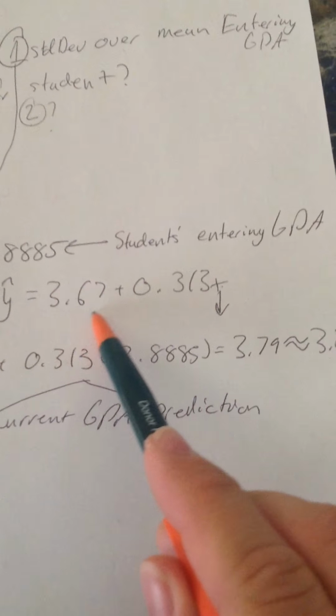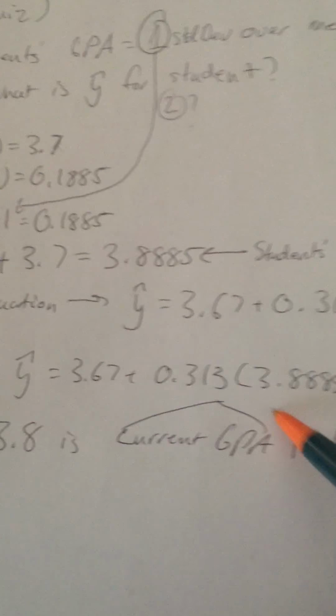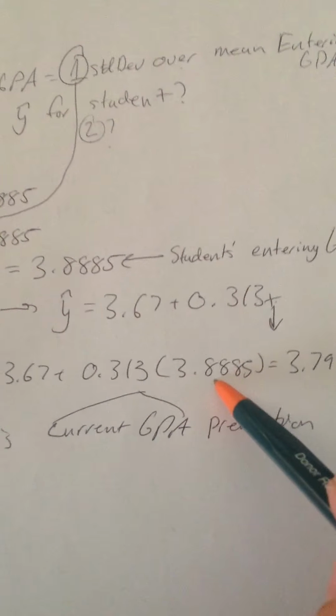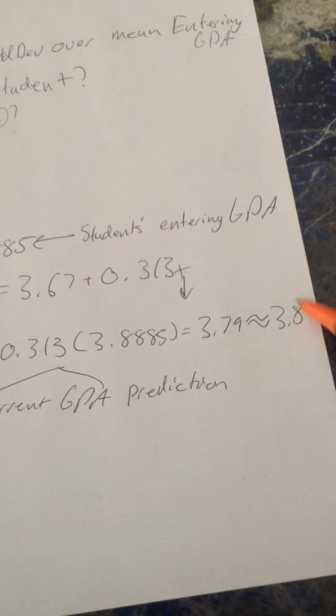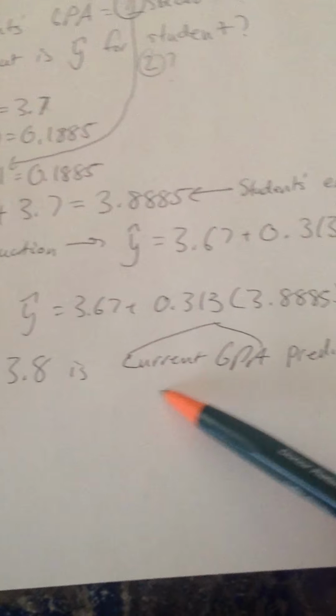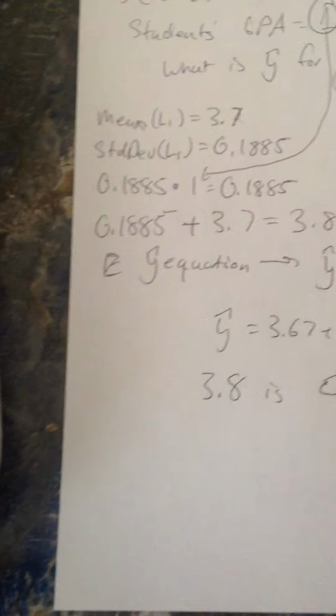Here's your equation from that other side of the page. Plug it in for X. So you can see what I did right there. See, 3.8885. That's the student's entering GPA. And you get about 3.8, and that is his current GPA prediction. That's what they thought. Really, it's easy math.